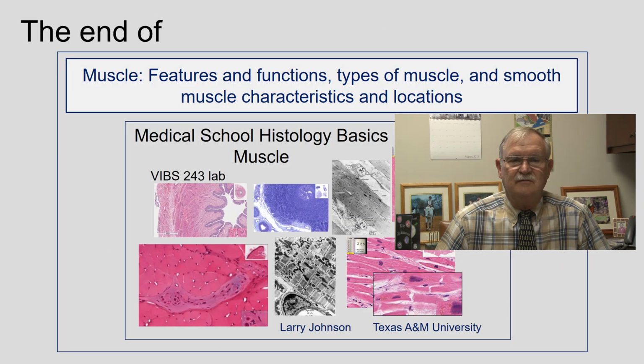This is the end of muscle, that is features and functions, types of muscle, smooth muscle, cell characteristics, and locations.